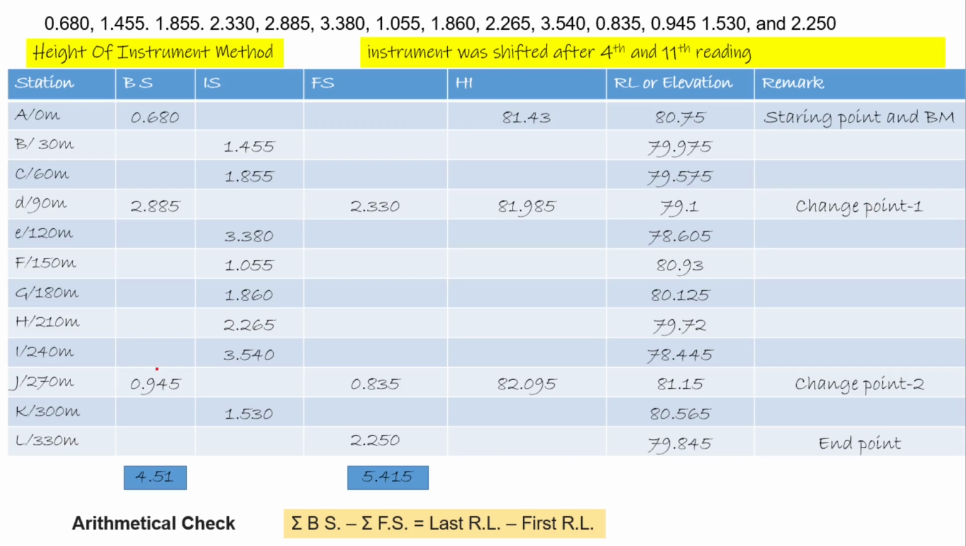This is your summation of backsight, and this one is your summation of foresight, and this is your last RL, and this one is your first RL. So if you calculate this value, that time it will be 0.905. If this equation is satisfied, that means you have solved this problem and the calculations are correct. I hope you have solved this problem.